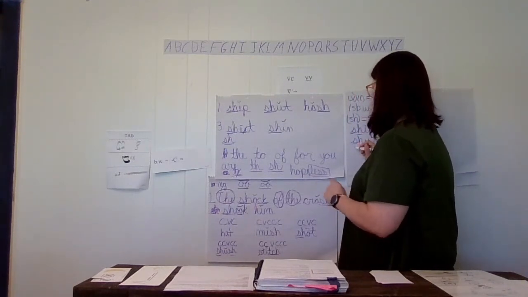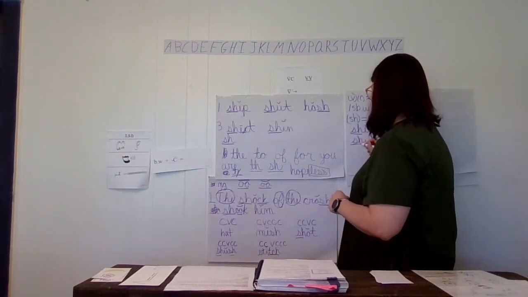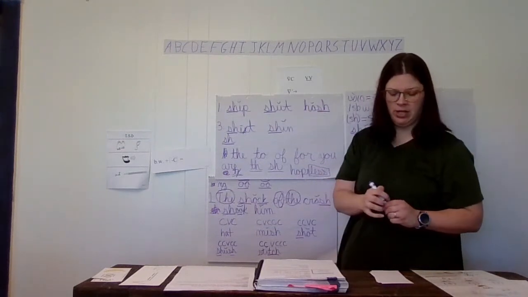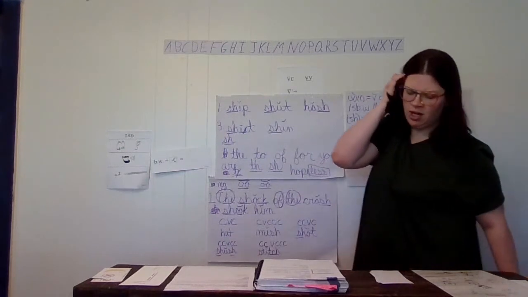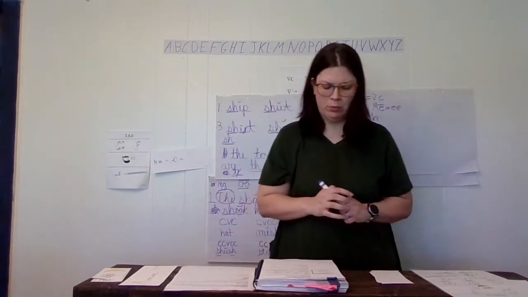All right, we're going to code it and read it. We have a digraph, SH, we underline it, makes one sound. A vowel in a closed syllable is short, we code it with a breve, and we read it as shut. Perfect. All right, we'll do one more.